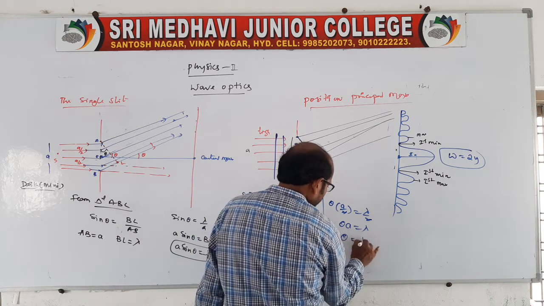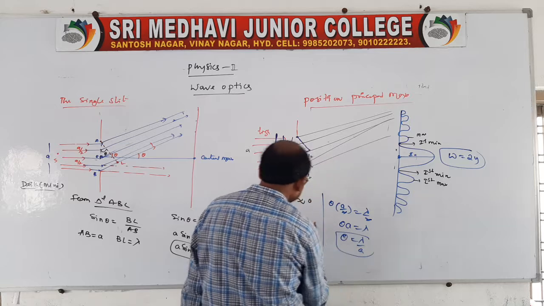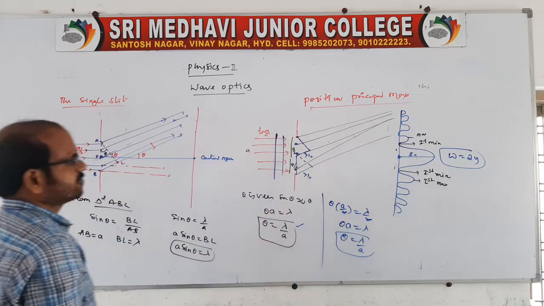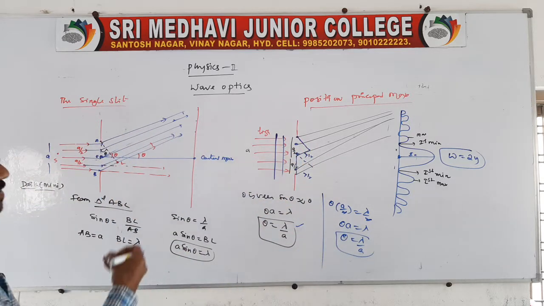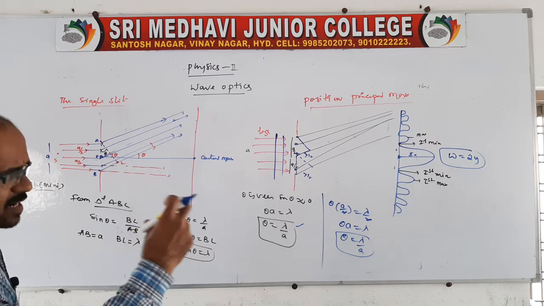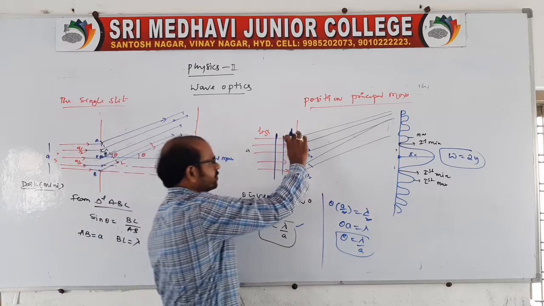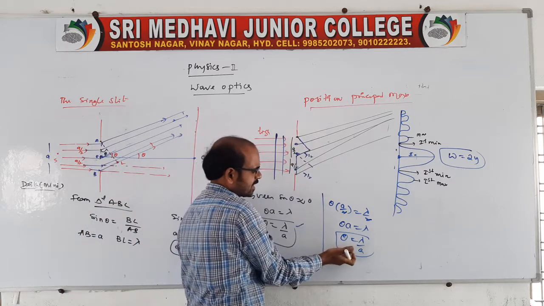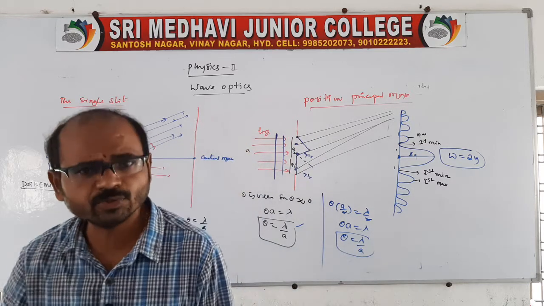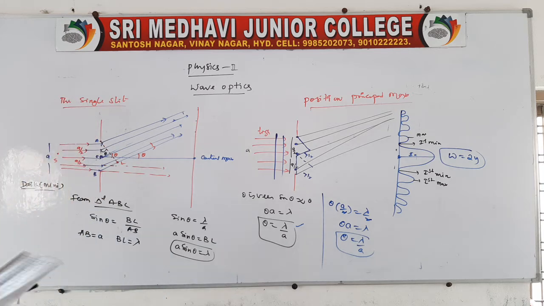Therefore theta is equal to lambda by A. Of course it is the same relation, but what we are doing: if you make it half, or you want to take 3, the slit is divided into 3, because it is a single slit experiment. Now you do like this. If you make two halves, then we get the angular fringe width theta equal to lambda by A only.